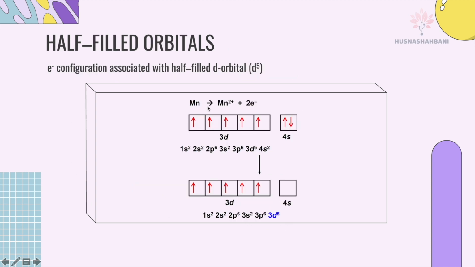Half-filled orbitals, usually for d orbital, half-filled d orbital. The Mn atom has the electronic configuration up to 3d5 4s2, and when Mn becomes Mn2+, it will have up to 3d5, because you remove 2 electrons from 4s, so it will become up to 3d5. So this is half-filled orbitals.